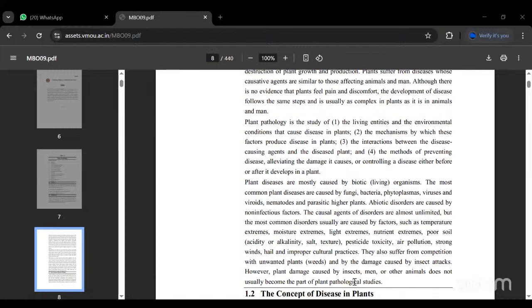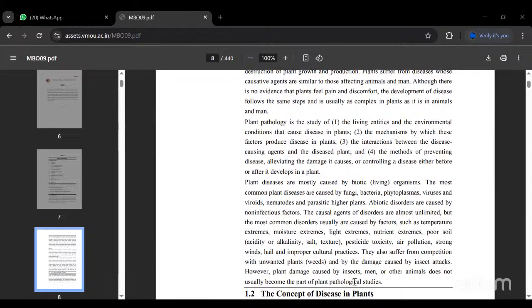Abiotic disorders are also caused by non-living factors. The causal agents of disorders are almost unlimited, but the most common disorders are usually caused by factors such as temperature, moisture, light, extreme temperature, extreme moisture, extreme light, extreme nutrient levels, and poor soil, that is, acidity or alkalinity, salt and texture, pesticide toxicity, air pollution, strong winds, hail, and improper cultural practices.